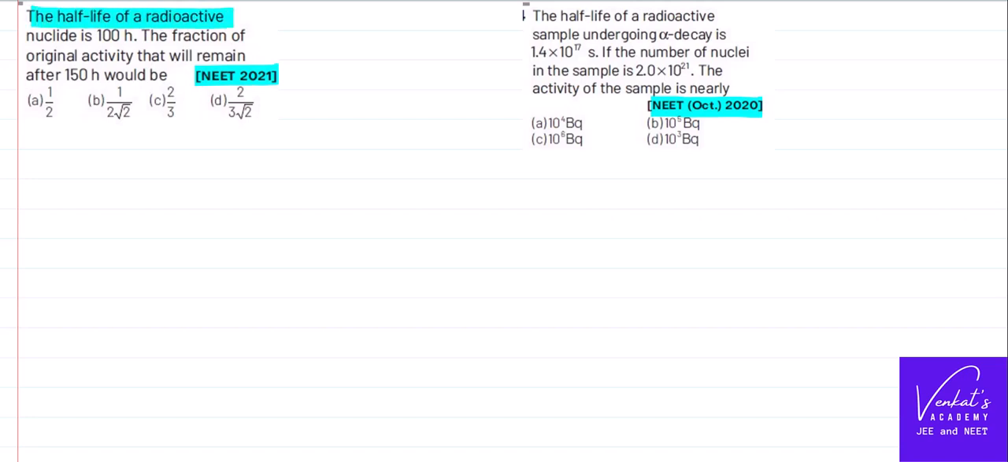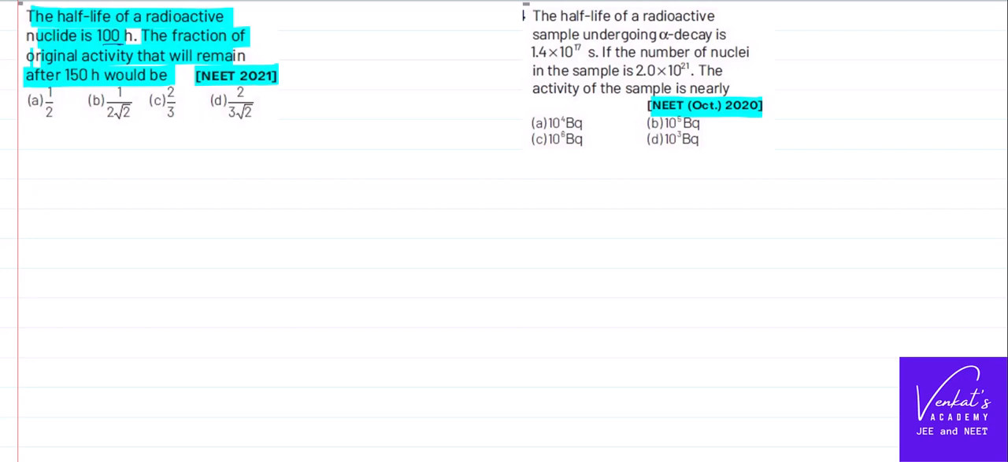The half-life of radioactive material is 100 hours. The fraction of the original activity that will remain after 150 hours will be how much? So he is asking how much of the radioactivity will be still there, or else how many nucleons will be still present after 150 hours if its half-life is 100 hours.